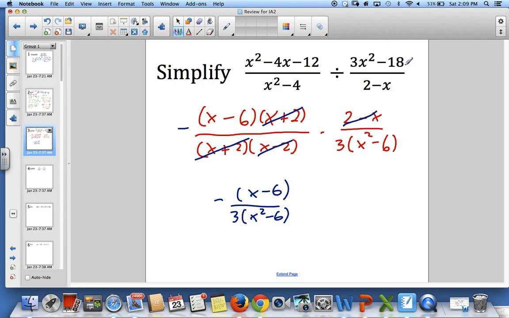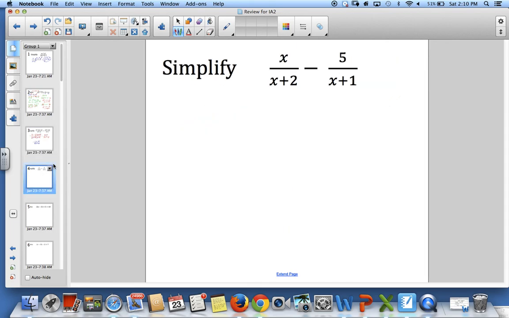I think this was done when I made this problem. This was supposed to have been an x, which would have made it different, but it isn't, so that's what it is. Okay, next problem here.